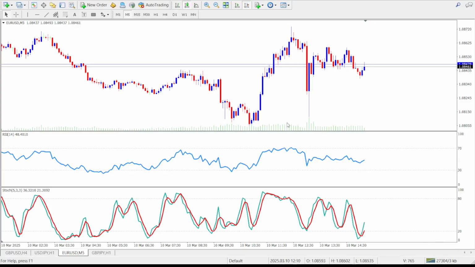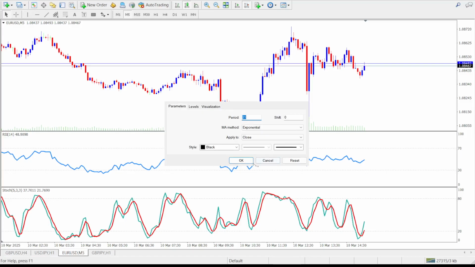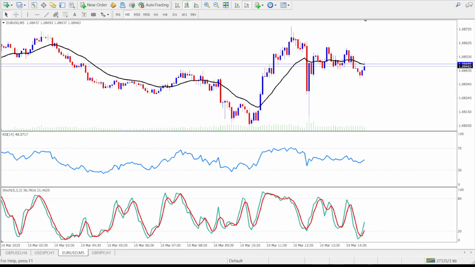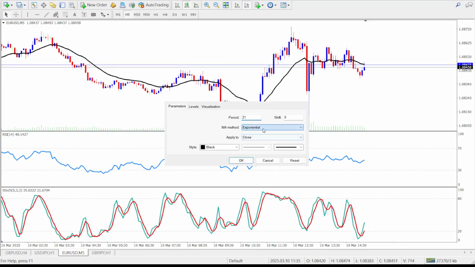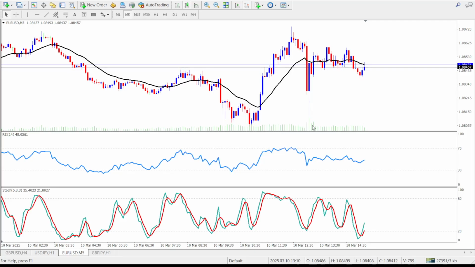Then finally, we have the moving averages. Another essential indicator for scalping is the moving average, or the MA. Now, there are several types of MAs, but for scalping, exponential moving averages are often preferred. This MA method should be set to exponential. The EMA is often preferred because it responds more quickly to price changes.